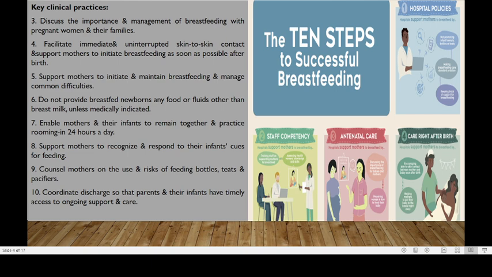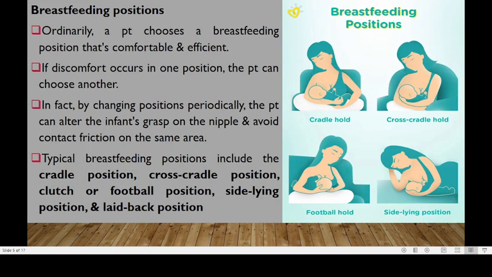Remember, a link will be popping up to look at the growth and development of the babies. They also need to counsel mothers on the use and the risk of feeding bottles, teats, and pacifiers. And lastly, coordinate discharge so that parents and their infants have timely access to ongoing support and care.